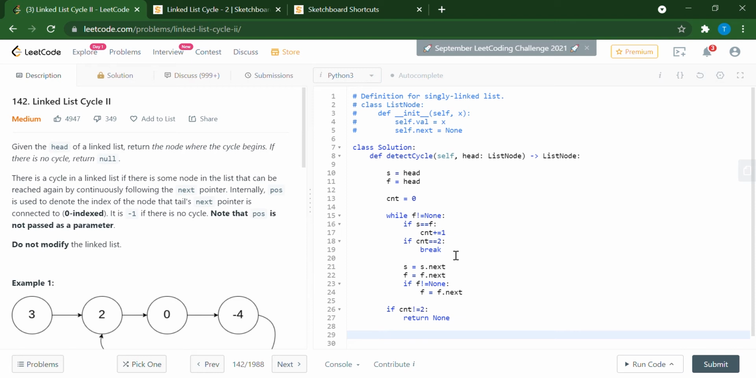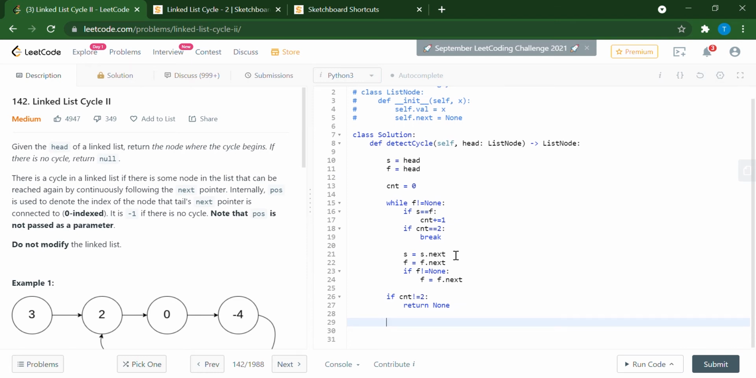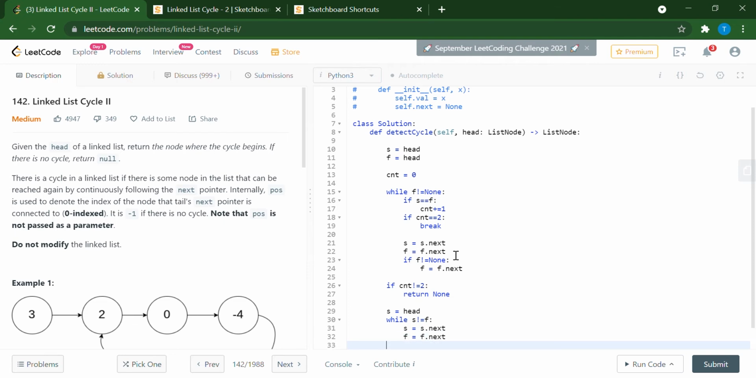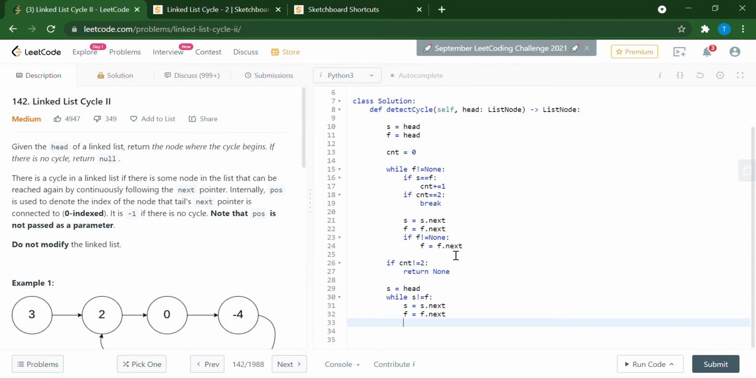And otherwise, what I have to do is shift the slow pointer back to the head, right? And then I need to use a loop in which I increment my slow pointer and fast pointer each by one step every time. So while s is not equal to f, s is equal to s dot next, and f is equal to f dot next, and that's all, right?